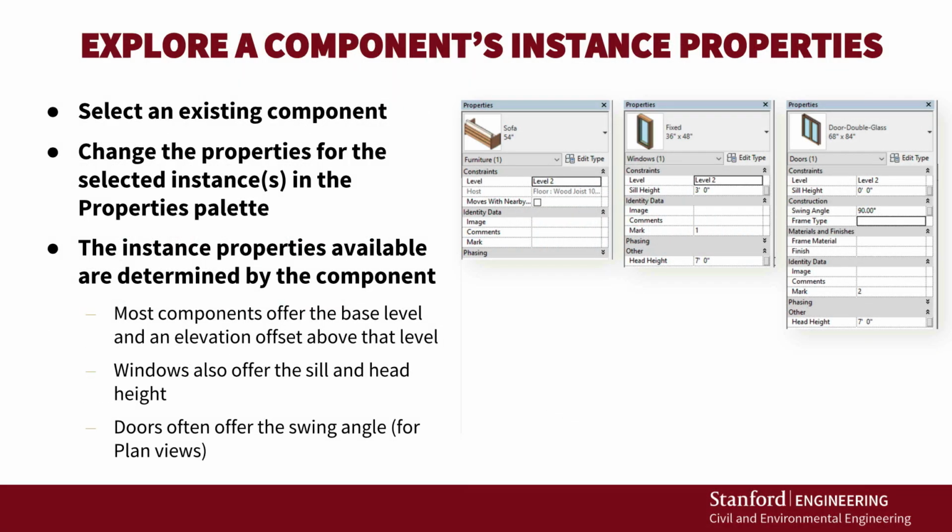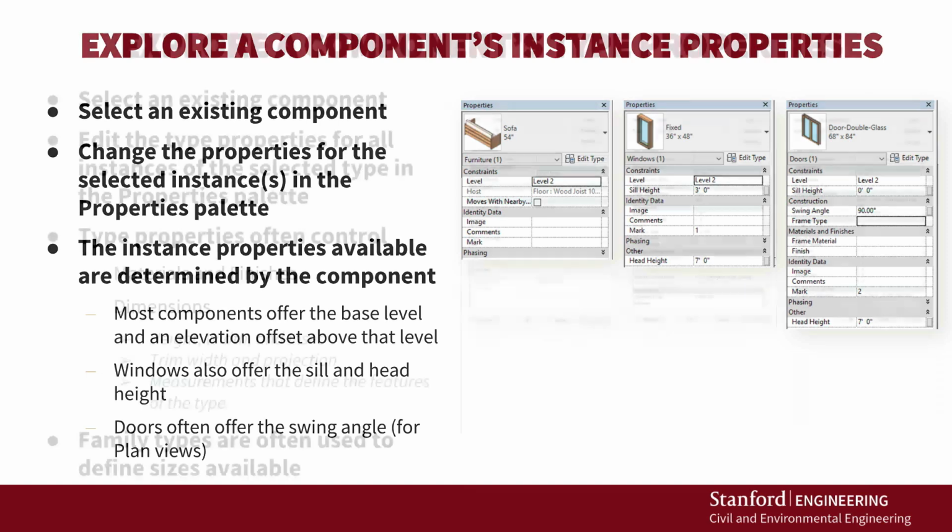Let's start by exploring a component's instance properties. Select an existing component, then you can change the instance properties for the selected instances in the Properties palette. The instance properties available are determined by the component itself, but most components offer the base level and an elevation above that level. Windows also offer a sill and head height property that let you adjust the height for every individual window. Similarly, doors often offer the swing angle for how the door should appear in plan views.